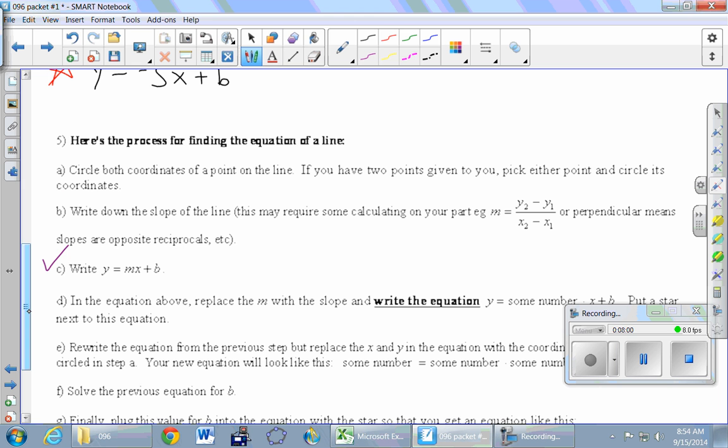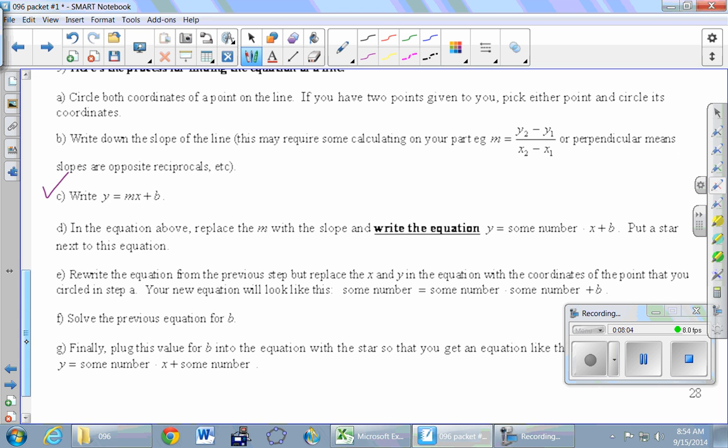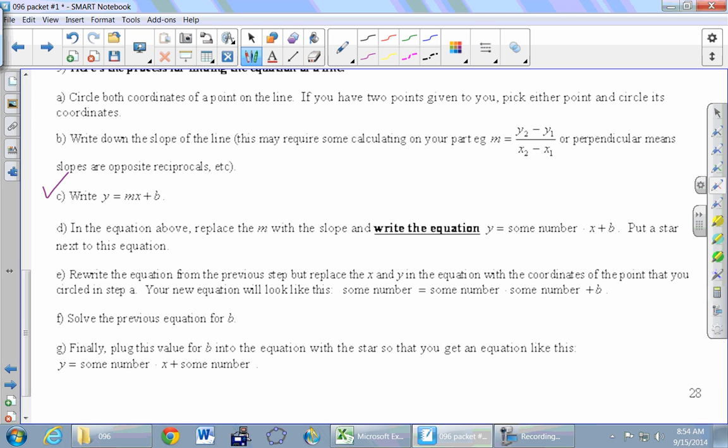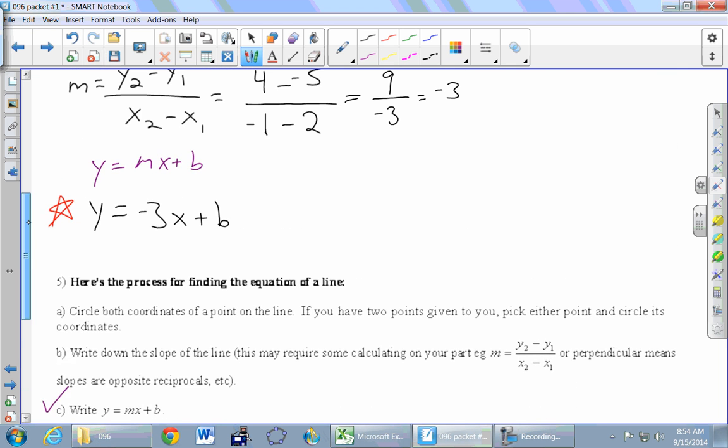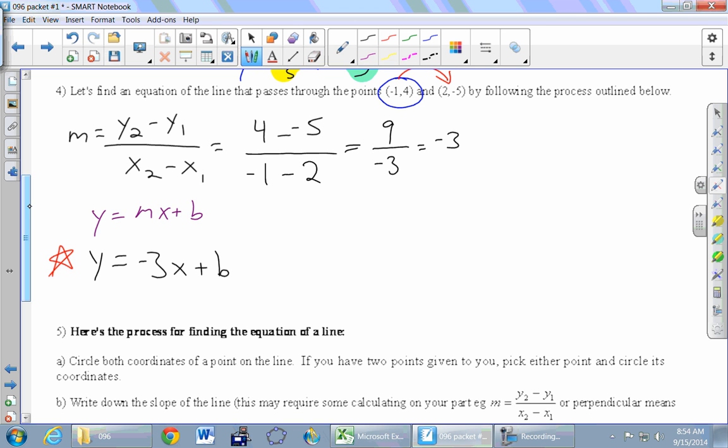Okay, moving along. We're now in part E. It says rewrite the equation from the previous step. But now we're going to replace the x and the y in the equation with the coordinates of the point that you circled in step A. We circled the point. We're going to replace the x and the y in the equation that we just wrote with the coordinates of that point. So let's do that. So I circled up there in blue, -1 and 4. So I'm going to put this here in blue.